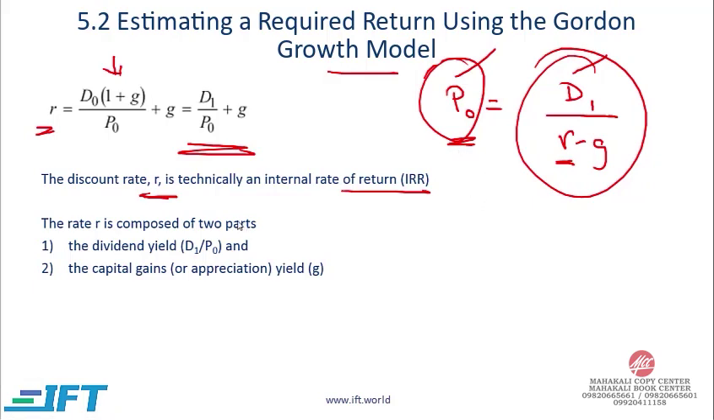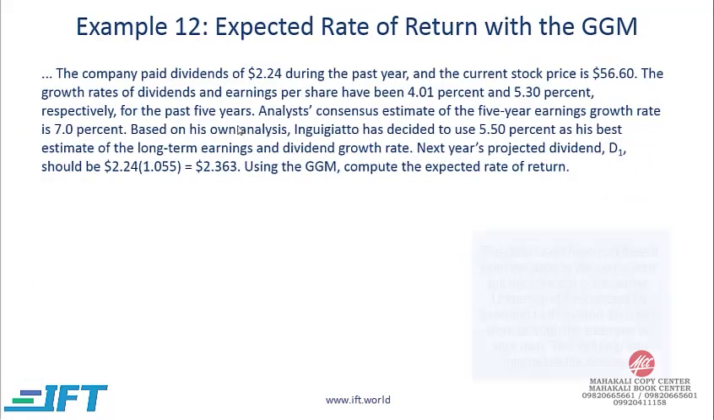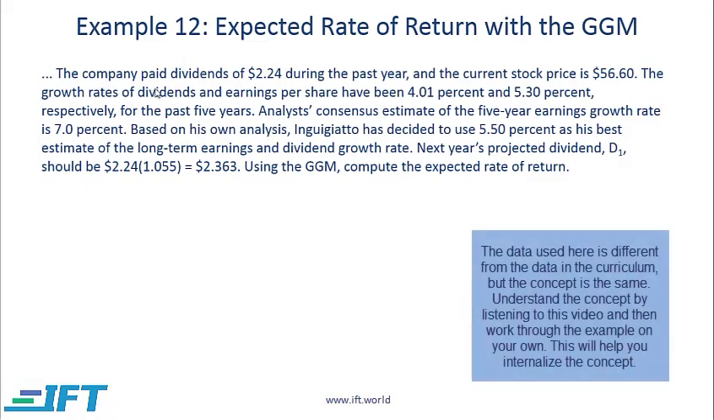Also, another obvious point, the rate R is composed of two components, the dividend yield and the capital gains yield, which is G. And this is something we've talked about earlier also. So this is very straightforward. I've taken an excerpt, so solve this.